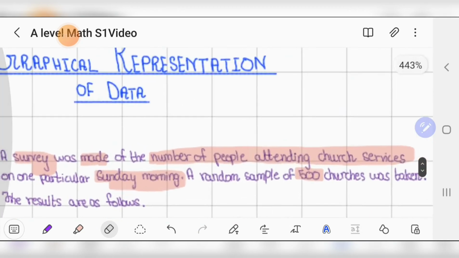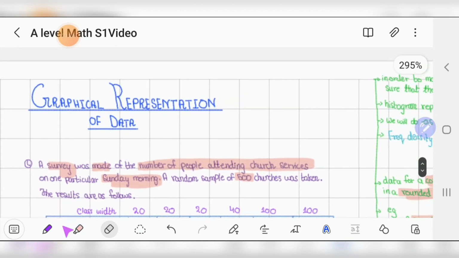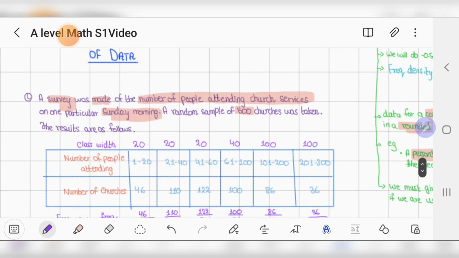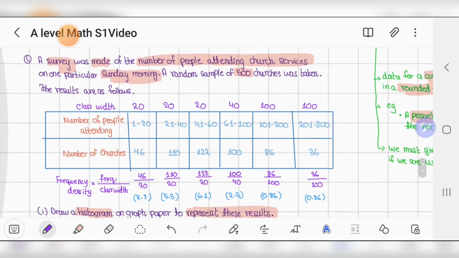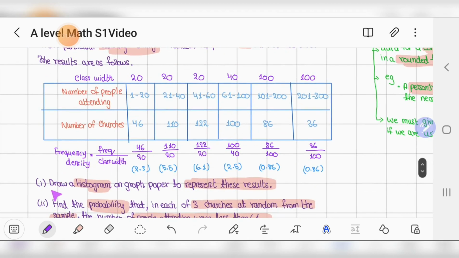Okay, so this is the question. A survey was made of the number of people attending church service one Sunday morning. A random sample of 500 churches was taken. This is the whole graph, and number of people attending. We got these class intervals and number of churches. Draw a histogram on graph paper to represent these results.